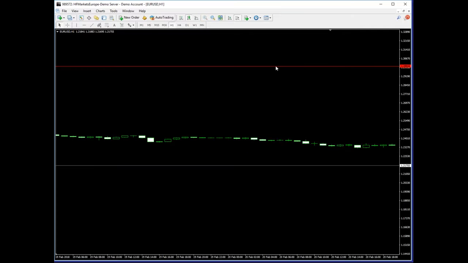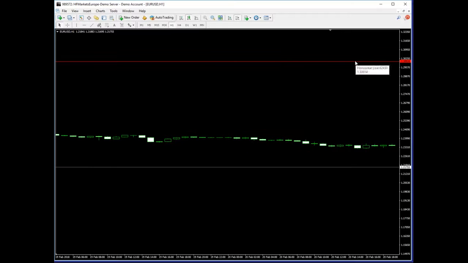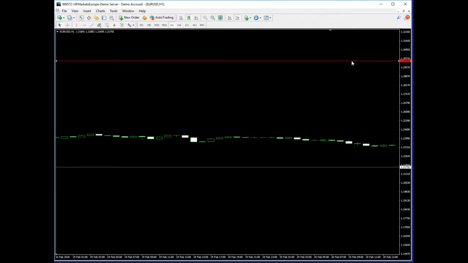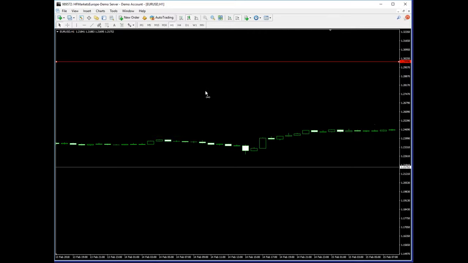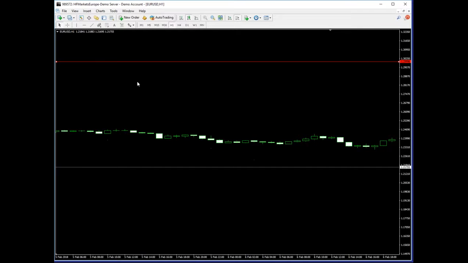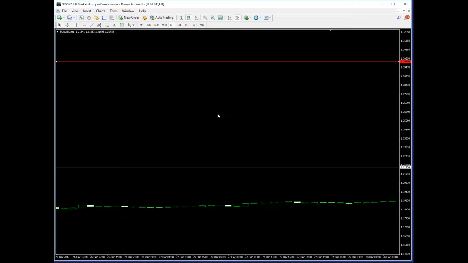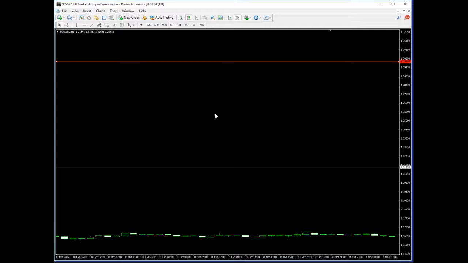Okay, let's zoom in a bit. Okay, let it be 4 pipettes off 1.3. So let's now scroll back into the past. The Euro USD was at this price quite a long time ago, so there is some scrolling back to do. No worries, just bear with me for a moment.